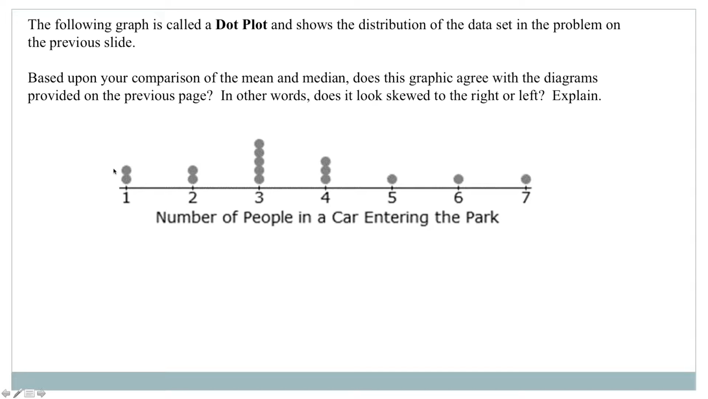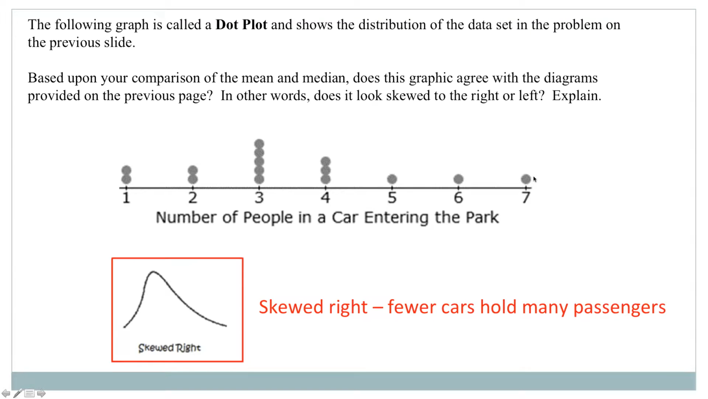And if you were to imagine taking a smooth line and connecting these dots, you would have something that looks kind of like this, okay, and there'd be a little tail off to this side. So that looks like this graph that we saw in class, and this is skewed right, okay? So there are fewer cars that hold a lot of passengers, and there are many cars that hold between 1 and 4 passengers. And this agrees with what we saw on the previous page.